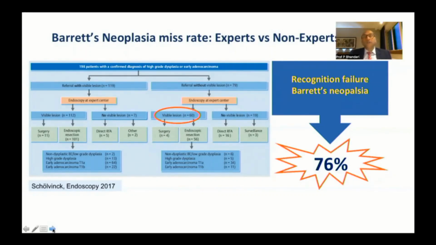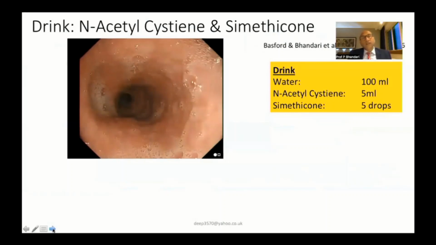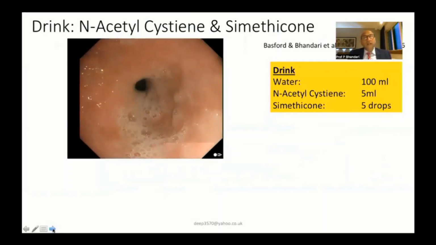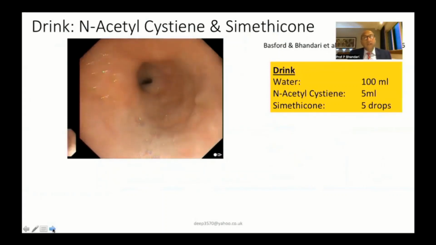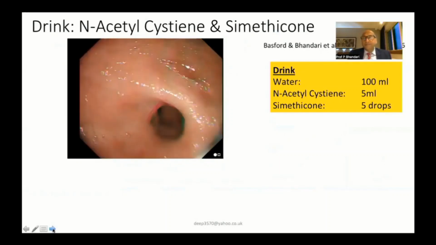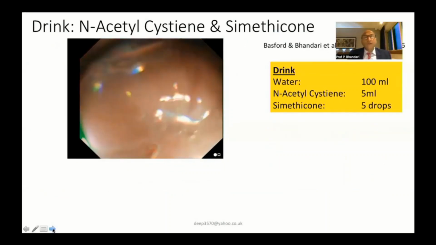In order to fix the problem, we need to start with the basics. You see here, most of the time, the stomach and esophagus look like this, with mucus, with bubbles, with saliva. There's no chance of any imaging technology working, and we will miss lesions.